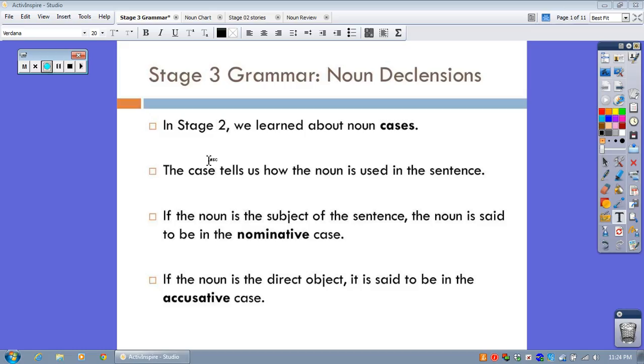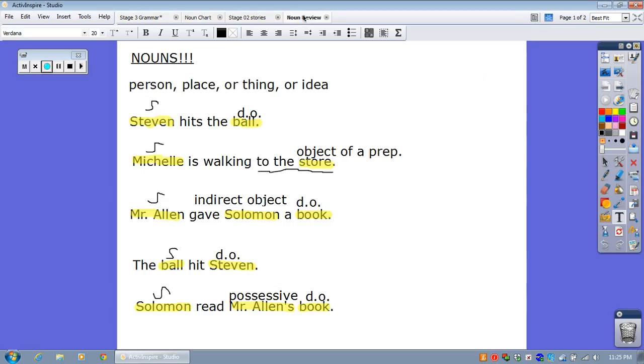So this is part two of the noun review, and in part one, we talked about the different ways that nouns are used, both in English and in Latin. And we talked about the difference. One big difference between English and Latin is that in English, the noun does not change spelling depending on how it's used in a sentence, whereas in Latin it does.